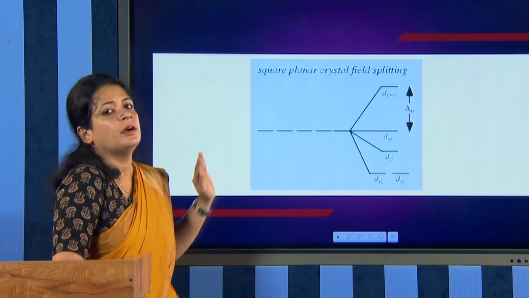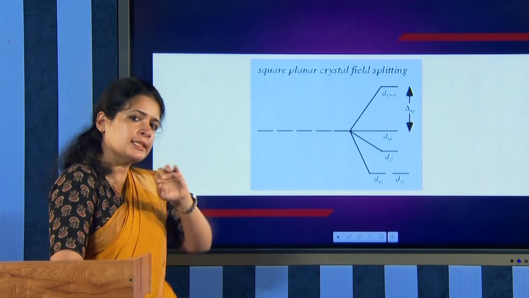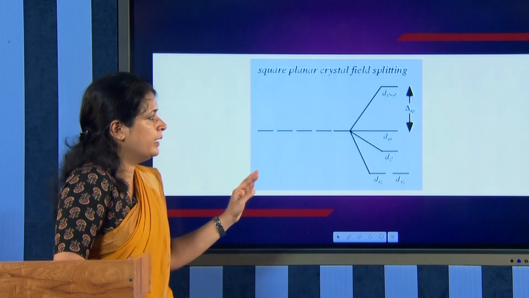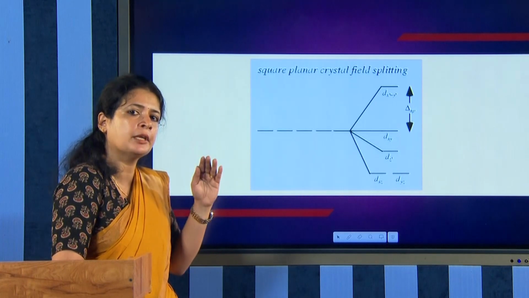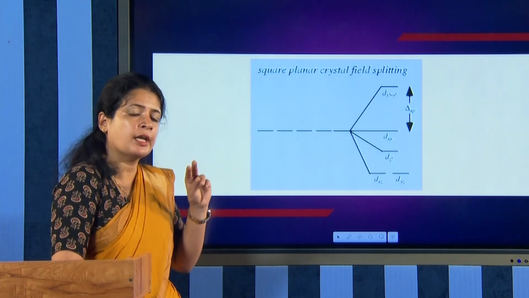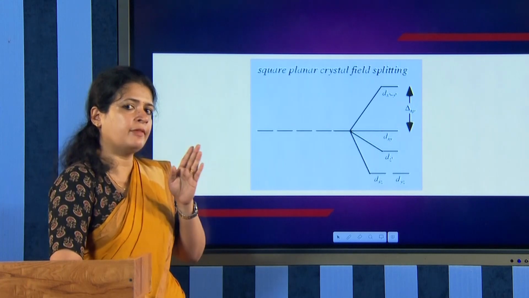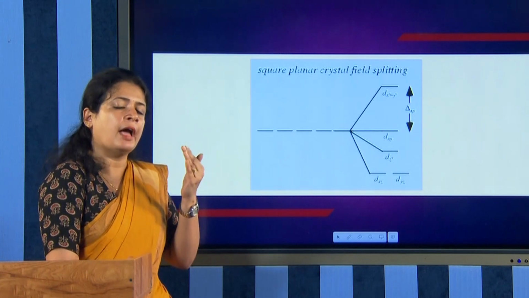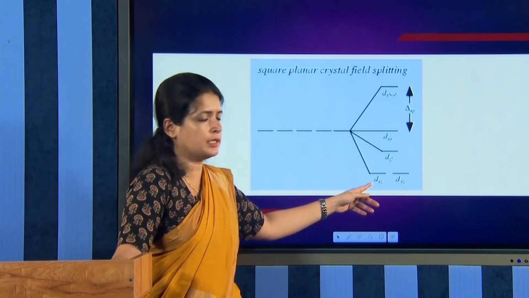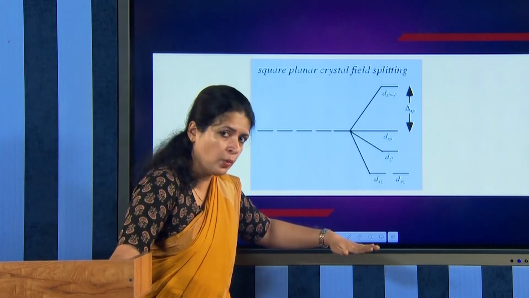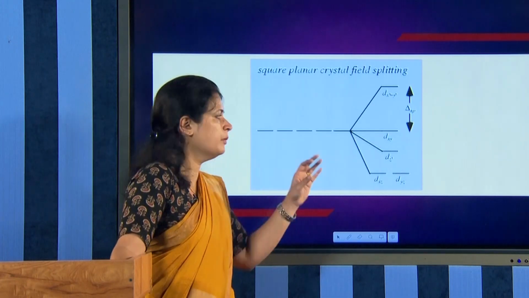In the case of square planar geometry, the ligands along the z-axis are completely removed, and then what will happen? When the ligands along the z-axis are completely removed, the d orbitals which have a z component will have very less energy. See this. The first case is dxz, dyz, that will have the lowest energy because the ligands along the z-axis are removed.